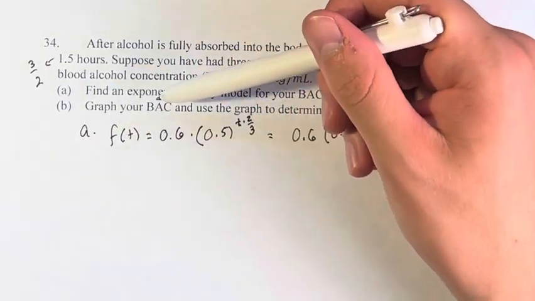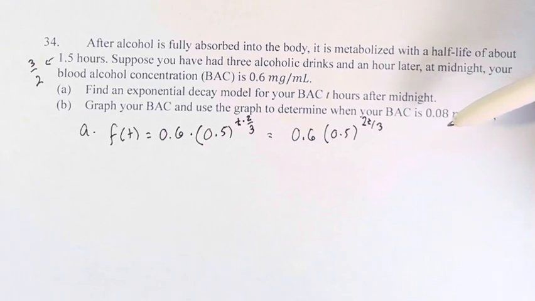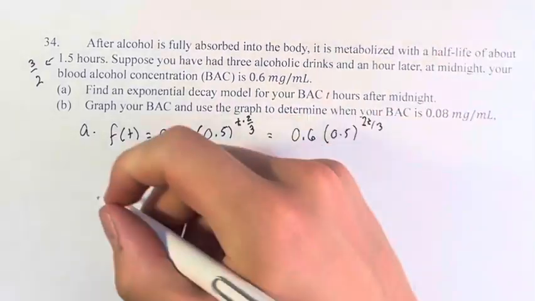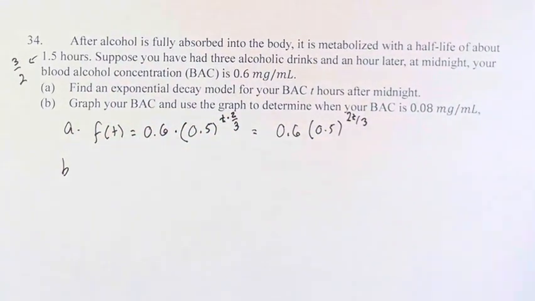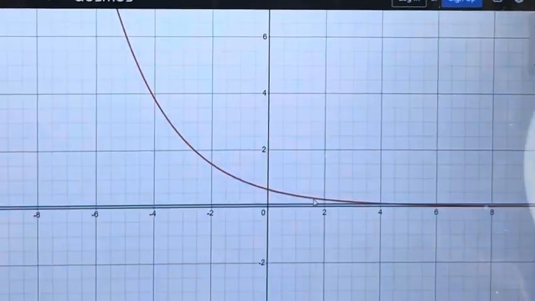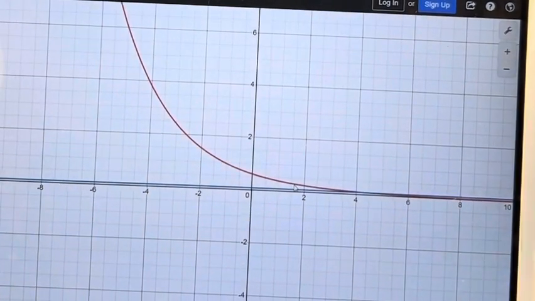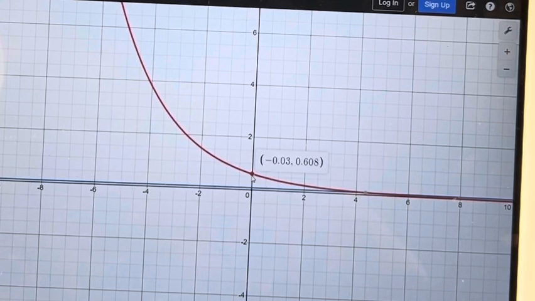So we're asked to graph the BAC and use it to determine when the BAC is 0.08 milligrams per milliliter. So we have this graph pulled up here, and we can see, graphing in Desmos, that we have this general exponential decay. We start up here at 0.6, and it decreases until it becomes basically 0. So, at what point is it equal to 0.08?